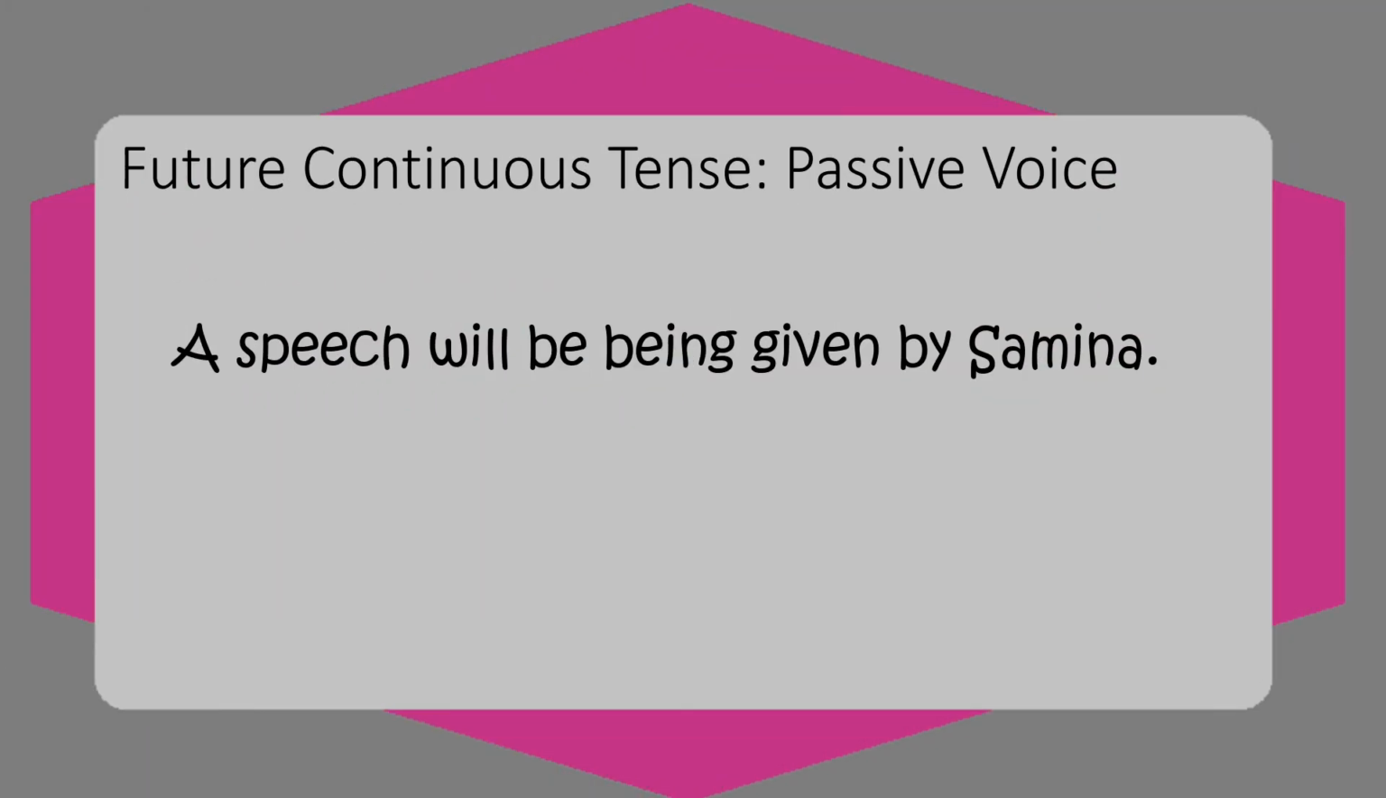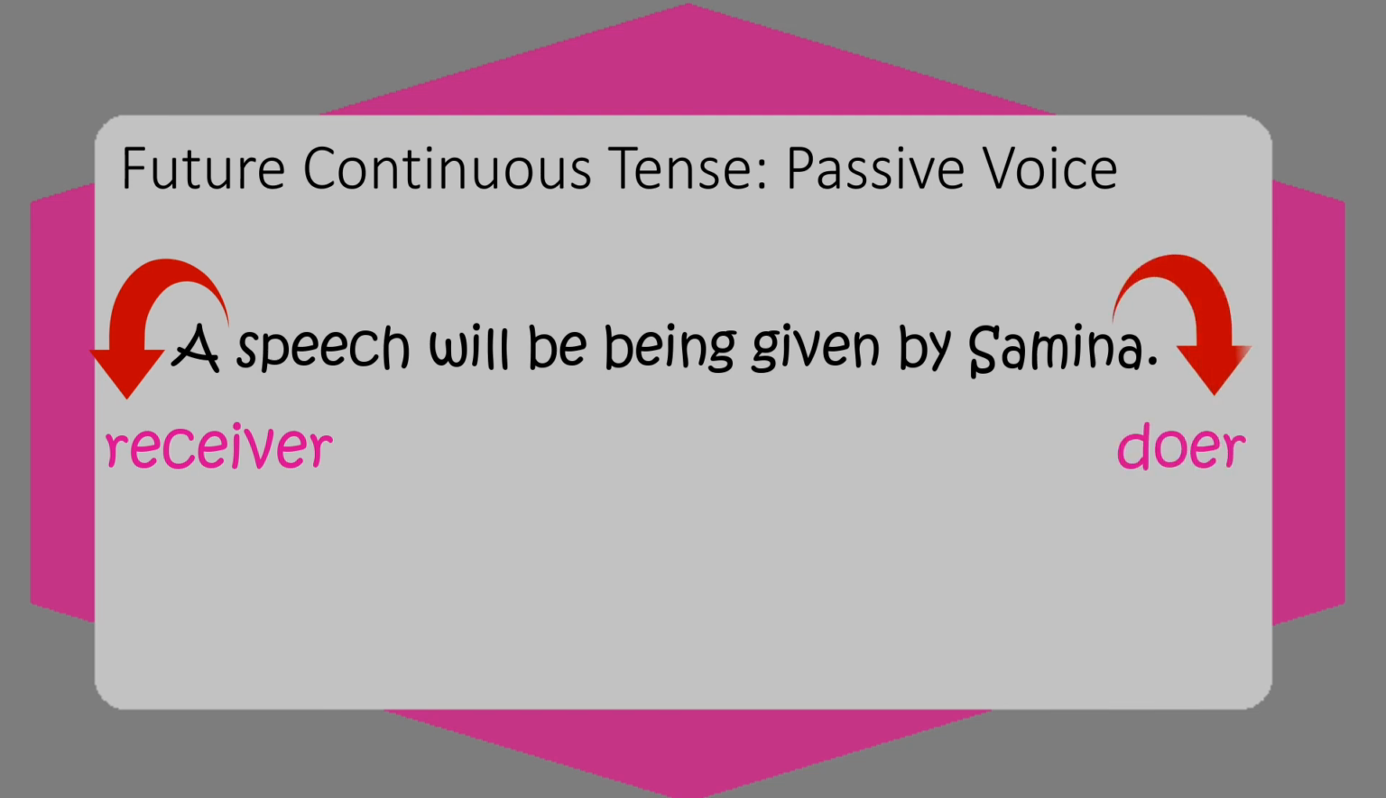Let's look at the passive form. A speech will be being given by Samina. Isn't it odd? The sentence really sounds odd. A speech will be being given by Samina. A speech is the receiver and Samina is part of the by phrase.